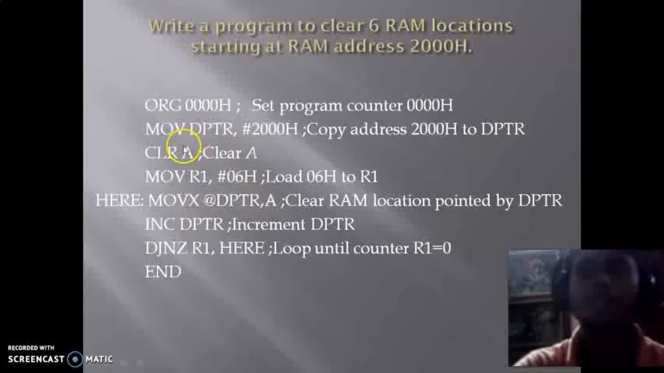The content of A is 0 here, so we will send the data to @DPTR, meaning at 2000. So the 0 will be stored into 2000. Now that clears the data of 2000. Next we will increment the DPTR, meaning it will be 2001, and we will check DJNZ R1, meaning whether R1 is 0 or not.